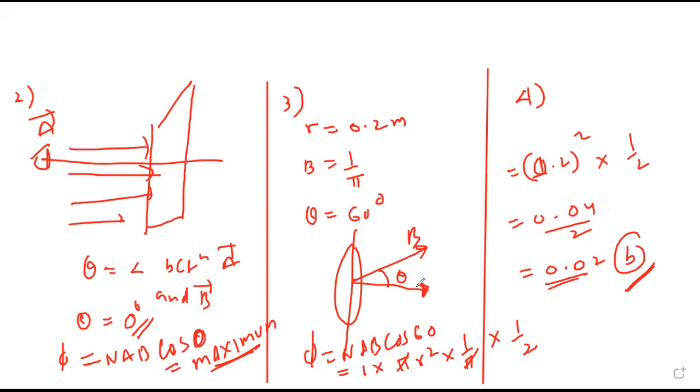See, remember the meaning of axis. Axis means what? Geometric axis perpendicular to the plane. That is area vector. Okay, done. Second, third, done.